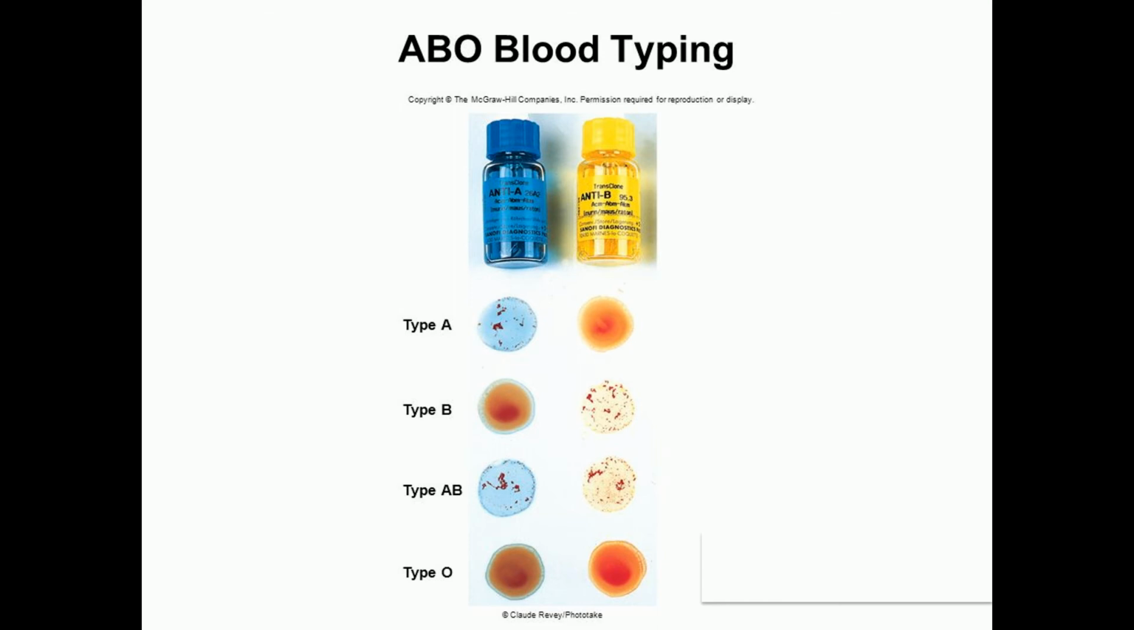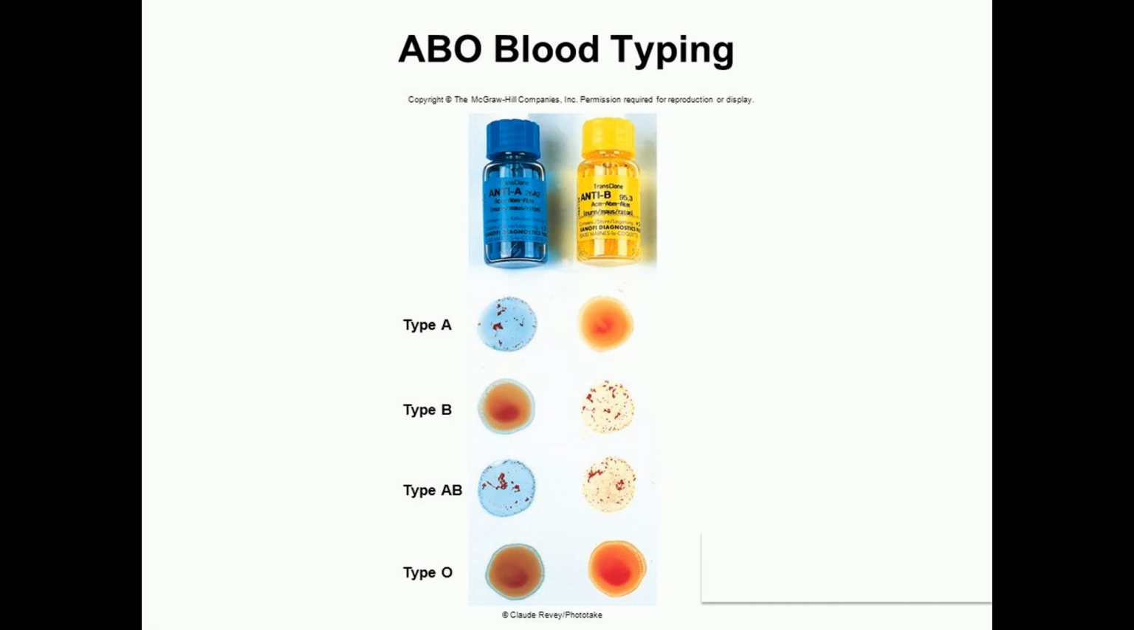So the test is, you put a drop of blood on a slide, okay? So we get a normal slide and you just put 2 drops of blood, one on the right and one on the left. And then you get this anti-serum. So this is anti-A, they're color-coded, and this is anti-B. And you mix them together and you look for the agglutination.